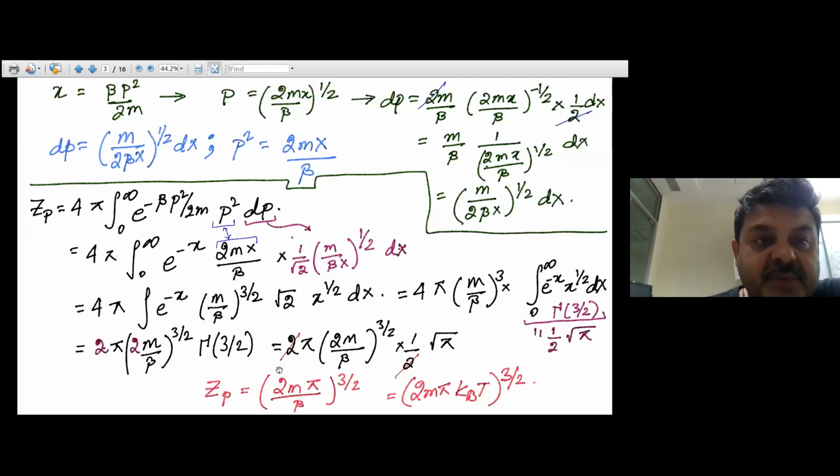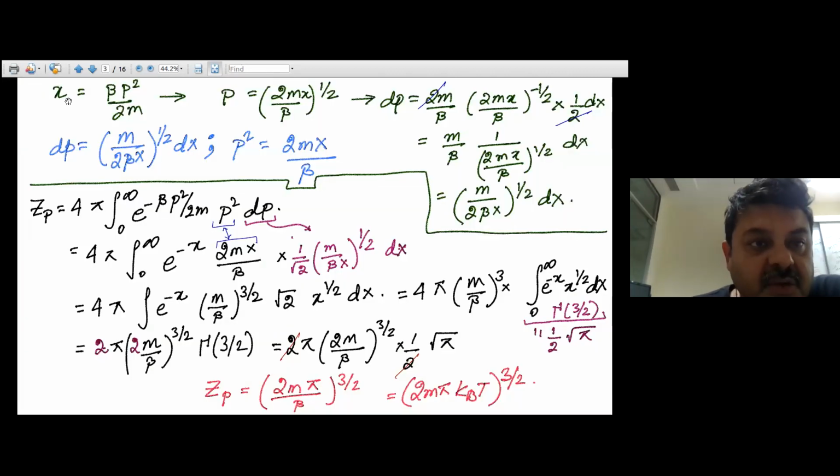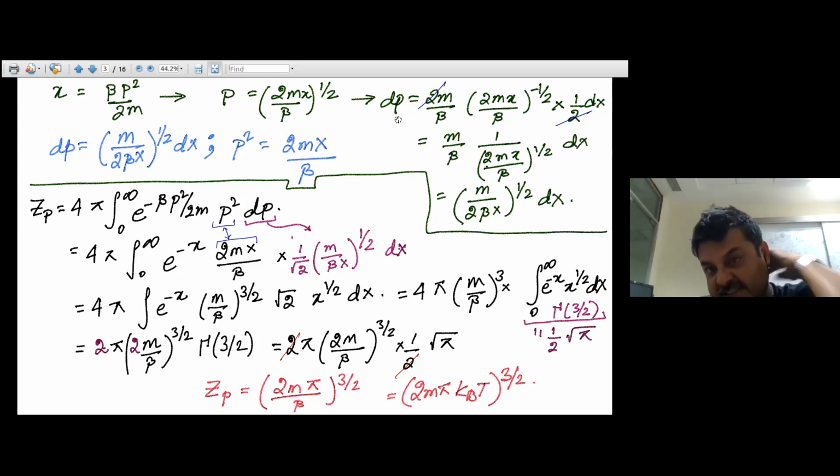And how does one evaluate it? So let's give a variable to whatever is sitting there in the exponent, beta p squared by 2m. Let's call that x, and we are going to change the variables. So x equal to beta p squared by 2m, and we can write p to be, taking 2m to this side of the equation, 2mx, and this goes here, beta to the power half, and we can calculate dp suitably.